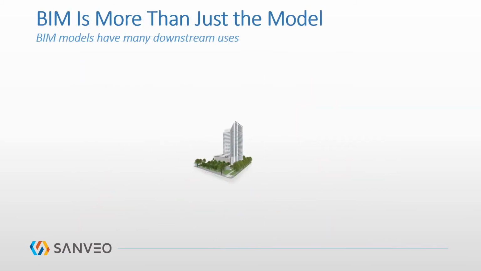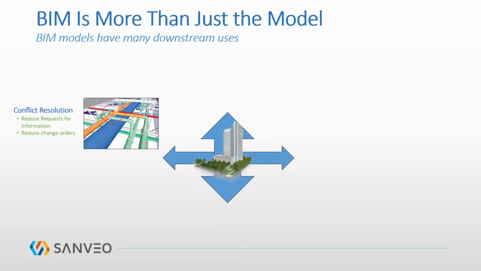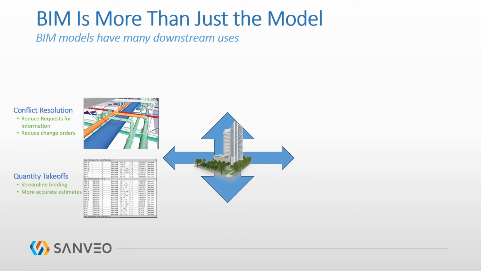BIM is more than just a model. There are many ways that the model can be used to benefit the project. Here are just a few. Conflict resolution allows contractors to find clashes with trades prior to construction. Quantity takeoffs: the model provides exact quantities of all elements in the model. If items are added or removed, quantities are instantly updated.